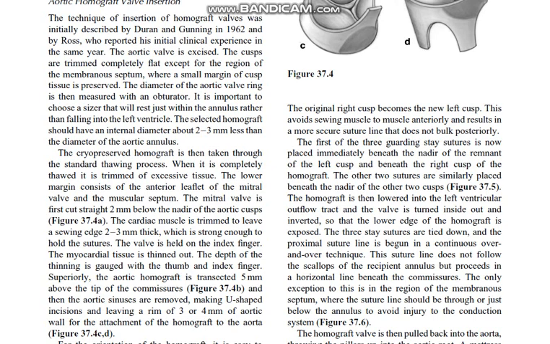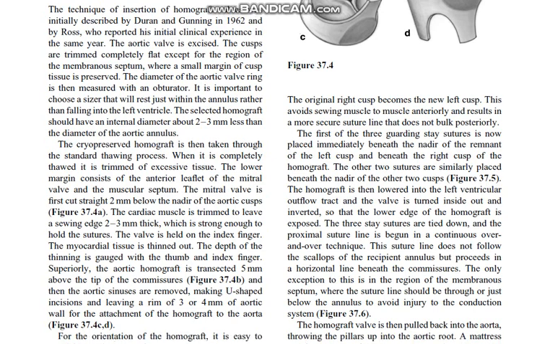The cardiac muscle is trimmed to leave a sewing edge 2 to 3 mm thick, which is strong enough to hold the sutures. The valve is held on the index finger. The myocardial tissue is thinned out. The depth of the thinning is gauged with the thumb and index finger. Superiorly, the aortic homograft is transected 5 mm above the tip of the commissures, 37.4 B, and then the aortic sinuses are removed, making U-shaped incisions and leaving a rim of 3 to 4 mm.